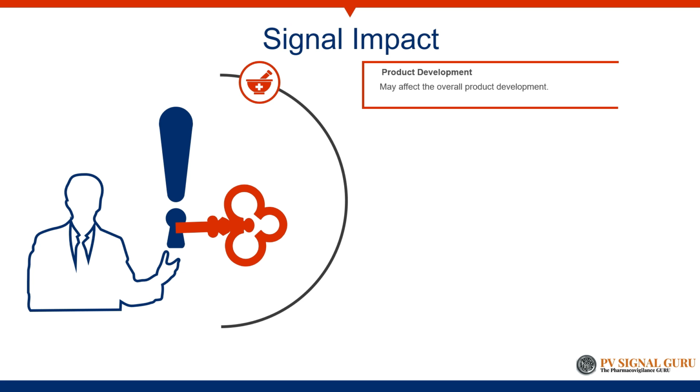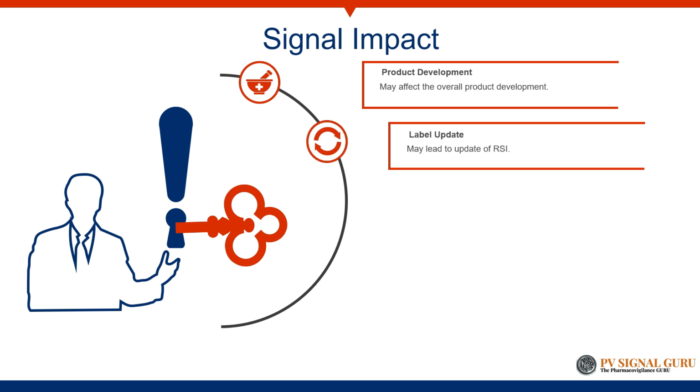This could involve updating the investigator's brochure, IB, partial or complete suspension of the trial, recall of the investigational drug, or protocol modifications. It can also lead to label updates. The new safety information must be reflected in the company's reference safety information, RSI, and other labels such as USPI, SmPC, or other country specific labels. Sections that may be updated include the undesirable effects, warnings and precautions, contraindications, drug interactions, use in pregnancy and lactation, overdose, and other sections as applicable.